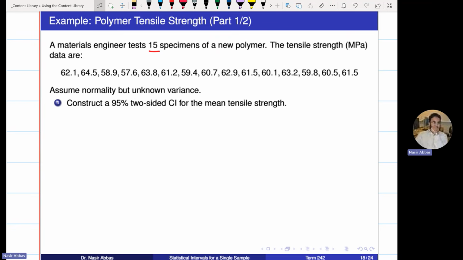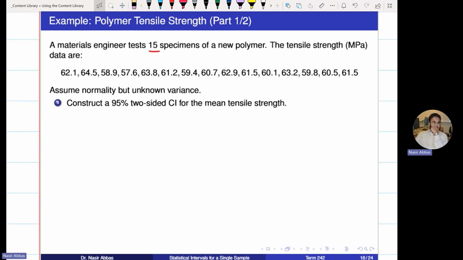In the book exercises, if anywhere you see a one-sided confidence interval, that is not in your syllabus. Remember, one-sided confidence interval is not in your syllabus. Only two-sided confidence intervals are in your syllabus.